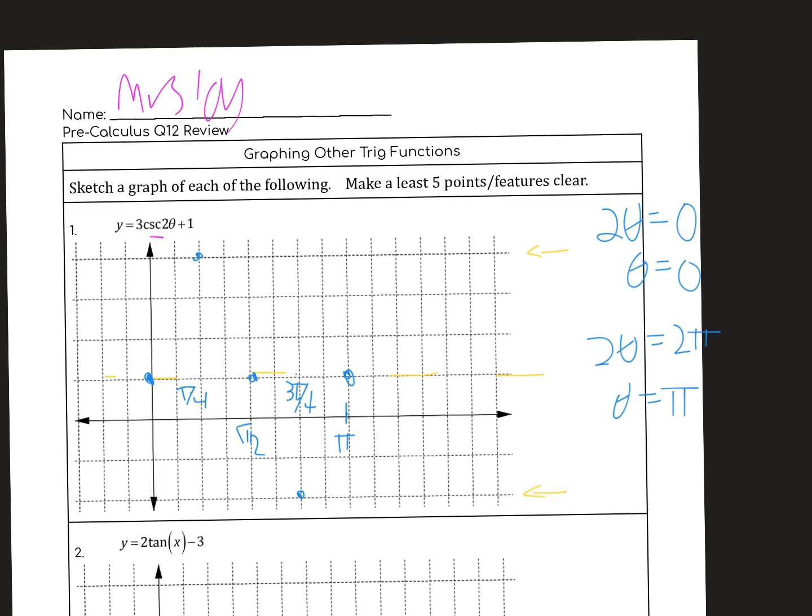Now we're actually doing the cosecant, so that means our graph is going to have vertical asymptote here and here, and then swoopy and swoopy. I did.